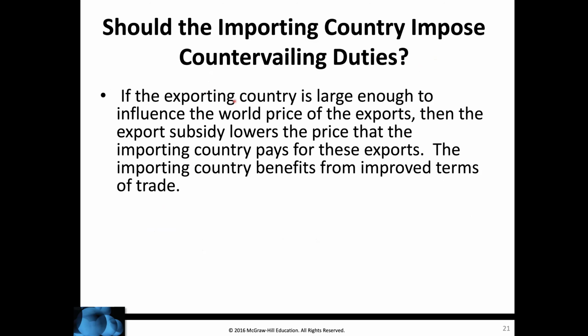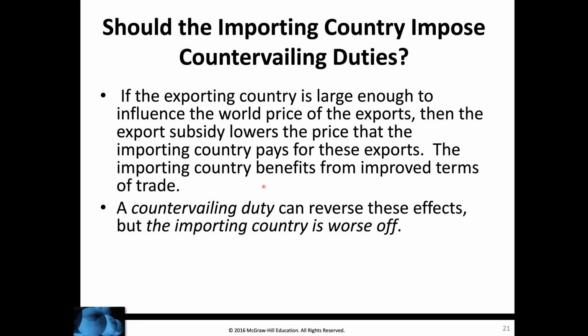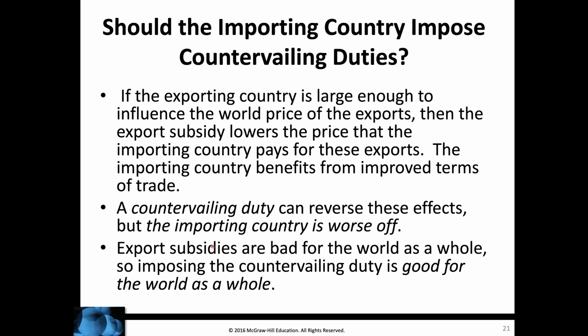So if the exporting country is large enough to influence the world price of the exports, then the export subsidy lowers the price that the importing country pays for these exports. The importing country benefits from improved terms of trade as a result. So a countervailing duty can reverse these effects, but the importing country is worse off. So export subsidies are bad for the world as a whole. So imposing the countervailing duty is good for the world as a whole.